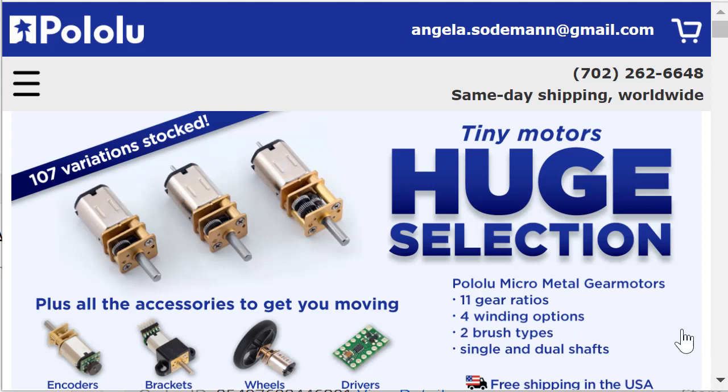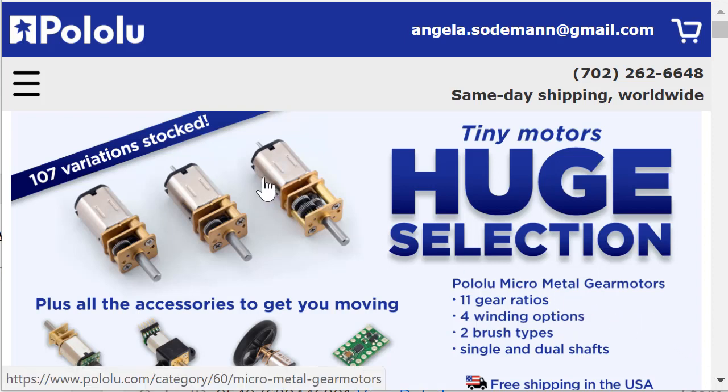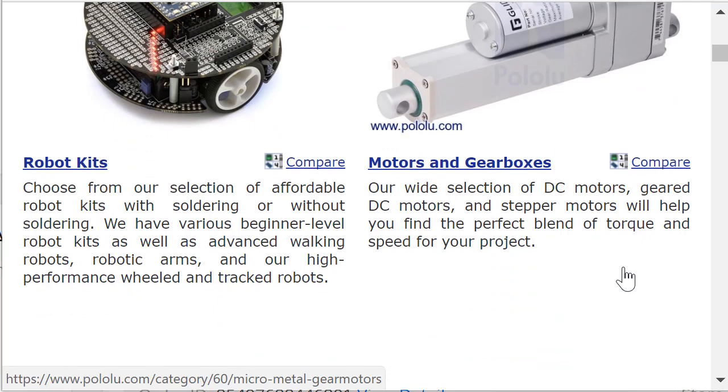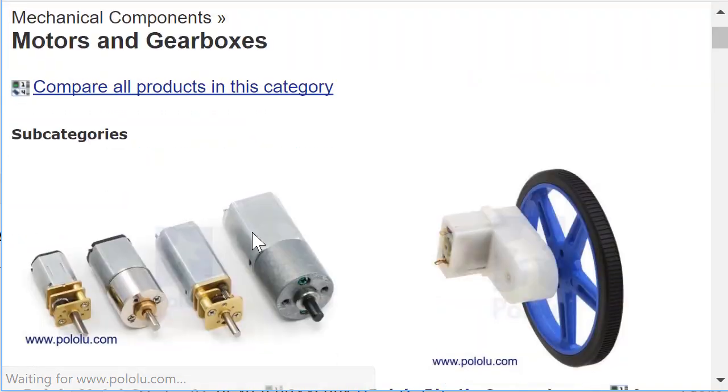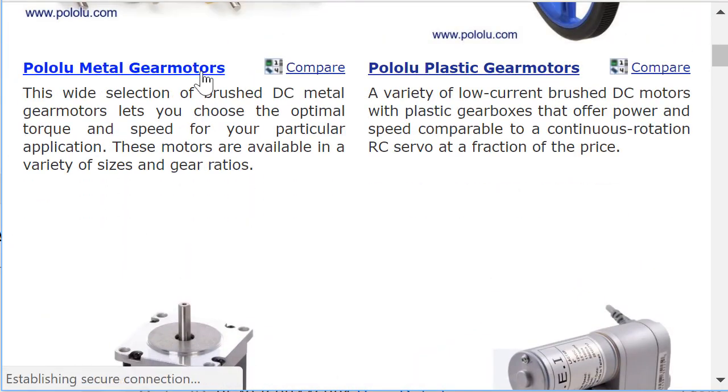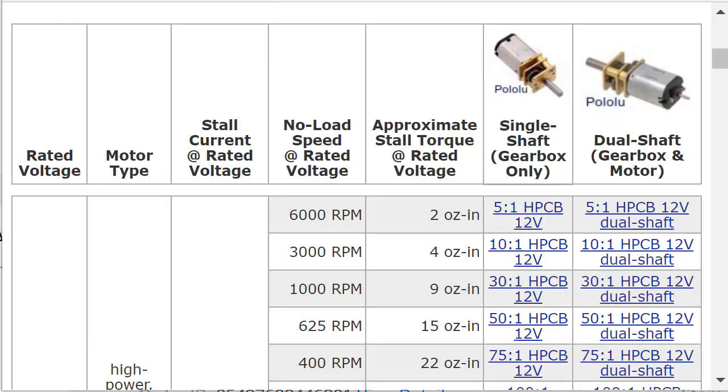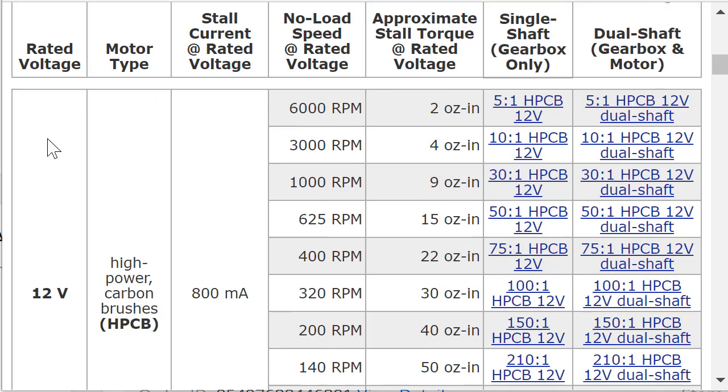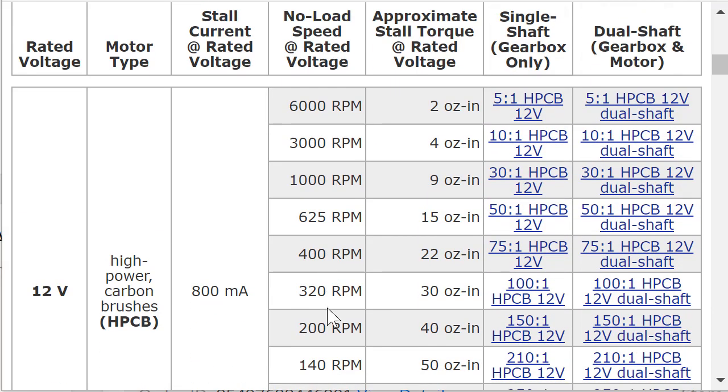Now, let me show you an example. Here, I've gone to the website of a company called Pololu, which sells DC motors of many different specifications, and the motors are well documented on the site. I'm going to go to the category of micro metal gear motors. Here, lots of motors are listed. None of them give the motor velocity constant, but they all give the rated voltage over here, and the no-load speed over here. So I can calculate the velocity constant by dividing the no-load speed by the rated voltage.